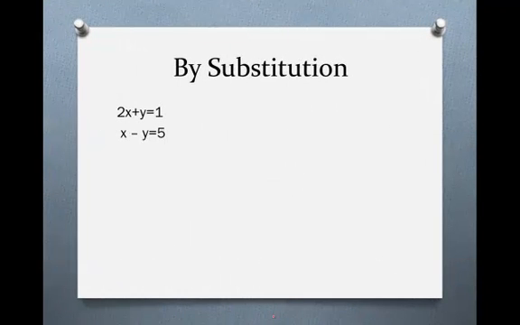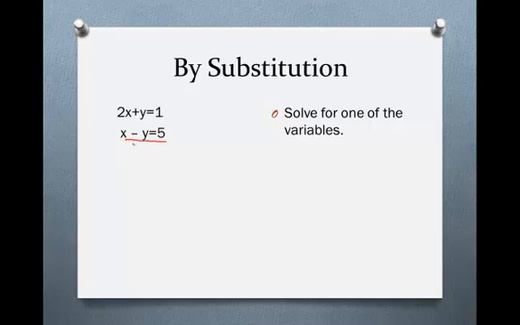To do it by substitution, the first thing you're going to do is solve for one of the variables. So you can use either one of these two equations and solve for one of the variables. I'm going to solve for x in this equation right here, because all I have to do is add y on both sides and I get x by itself. These two get cancelled, so I get that x equals 5 plus y.